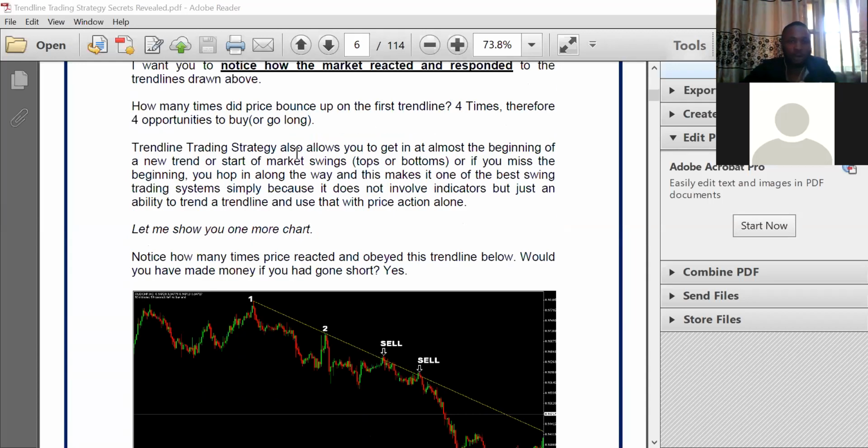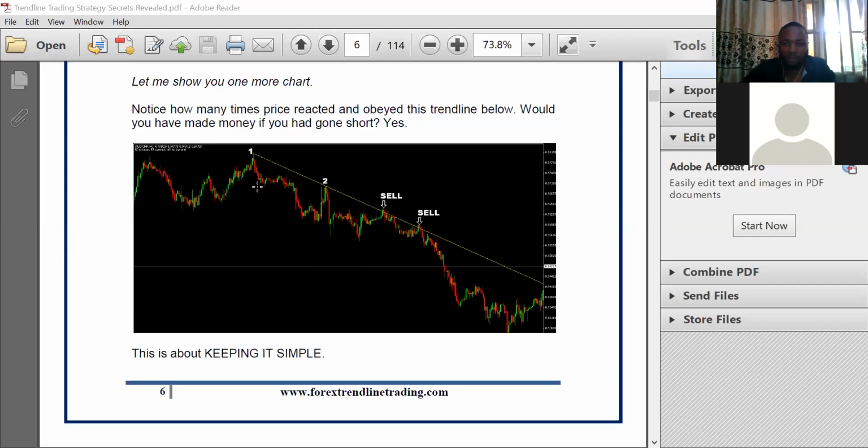The trend line trading system also allows us to get in at almost the beginning of a new trend or the start of market swings, top or bottom, or if you miss the beginning, you hop in along the way. This makes it one of the best swing trading systems, simply because it does not involve indicators, but just an ability to draw a trend line and use that with price action alone.